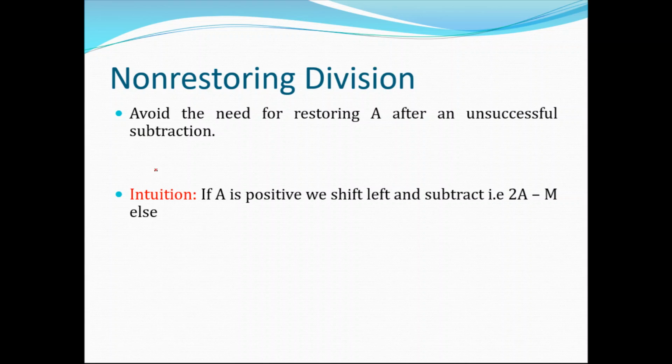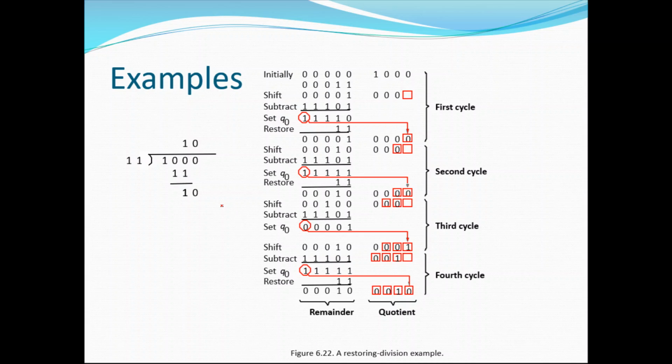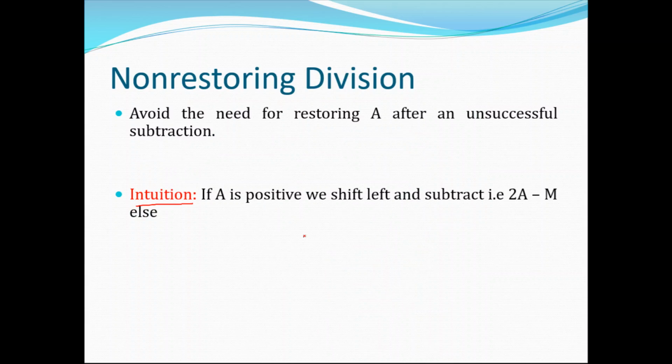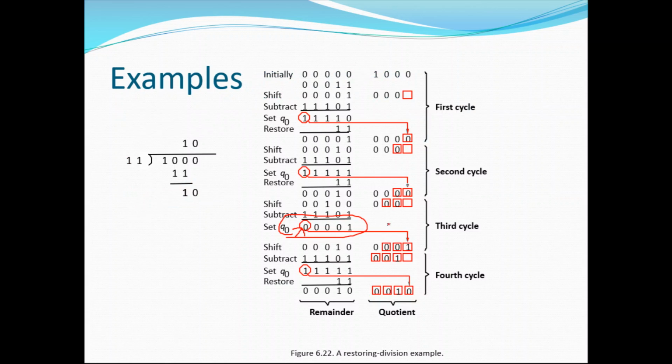So what is the intuition behind that? If a is a positive number, at one point it's positive, because the sign bit is 0. I'm not talking about replacing q naught with 1, that is going on, but other than that, if it is a positive number, then we just left shift a by one position and we subtract m from a.